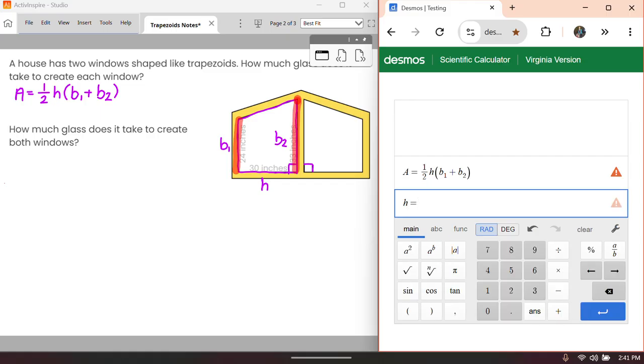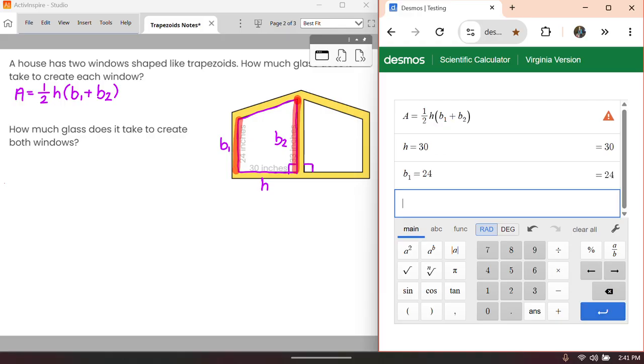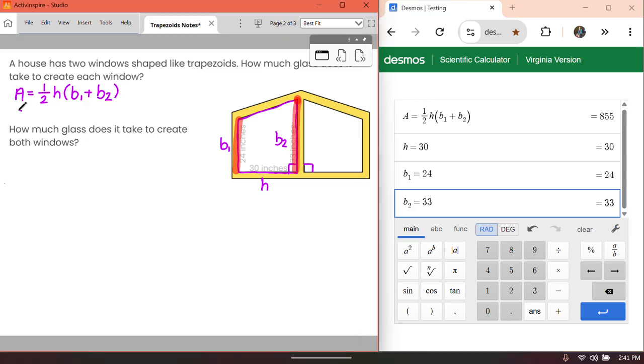I've got my height equals 30. I know that base 1 equals 24, even though it's a little hard to see that number. And I know that base 2 equals 33, even though that one's a little bit hard to see too. And it does all the hard work of calculating for me, and it gives me 855. And then these were inches, and it's area, so I've got to put a little squared there.